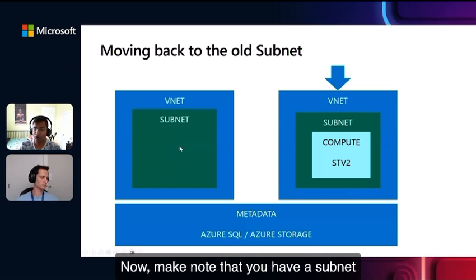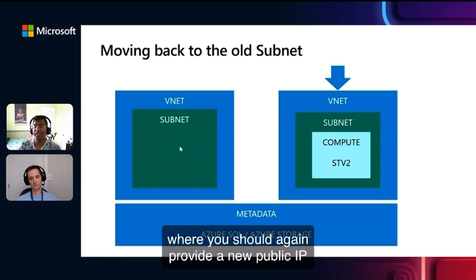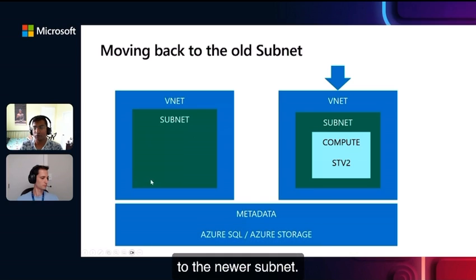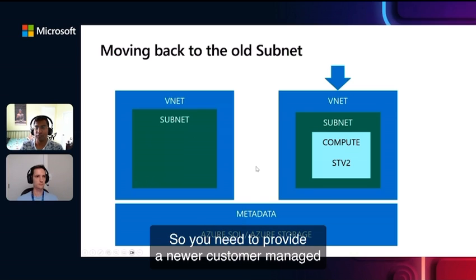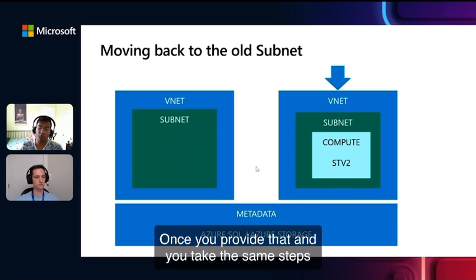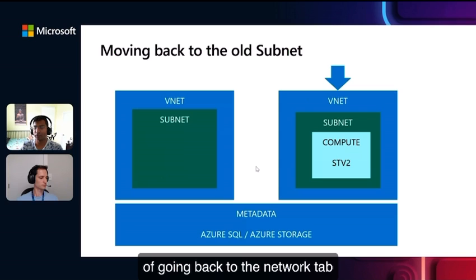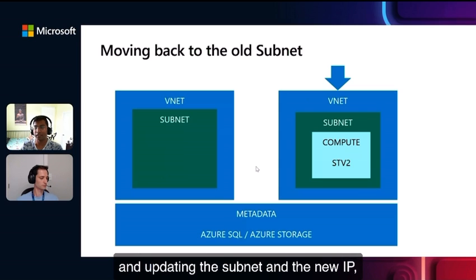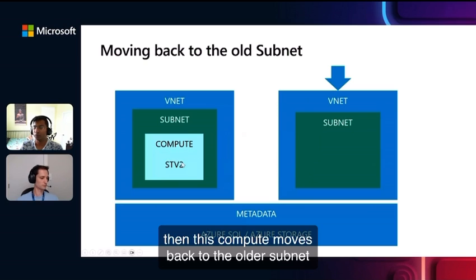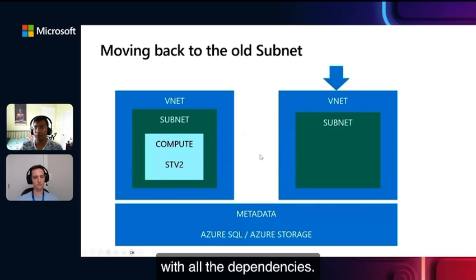Now, make note that you have the subnet, but you should again provide a new public IP because you are moving from this compute version to the newer subnet. So you need to provide a newer subnet, customer managed public IP address. Once you provide that and you take the same steps of going back to the network tab and updating the subnet and the new IP, then this compute moves back to the older subnet with all the dependencies.